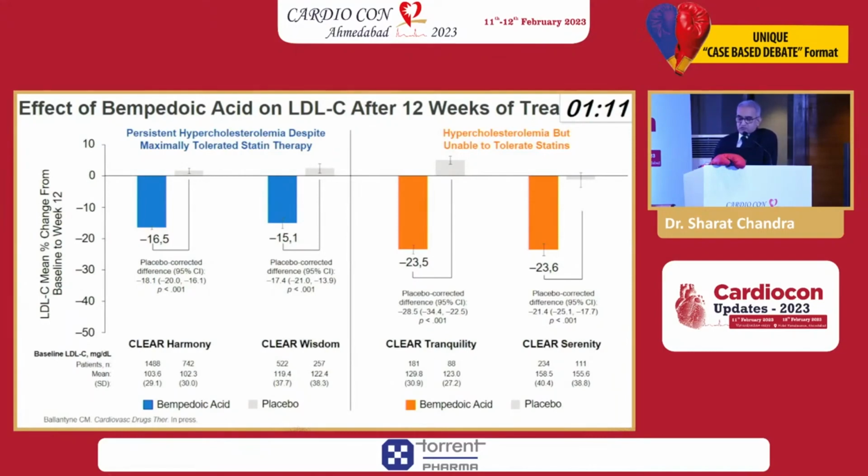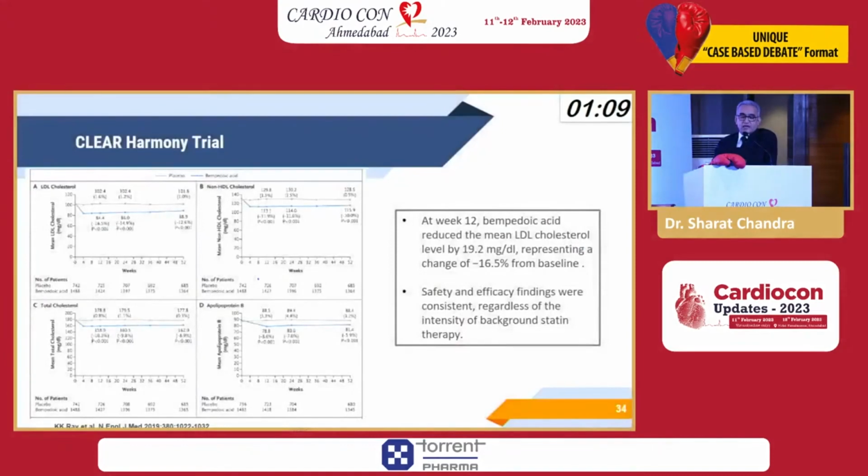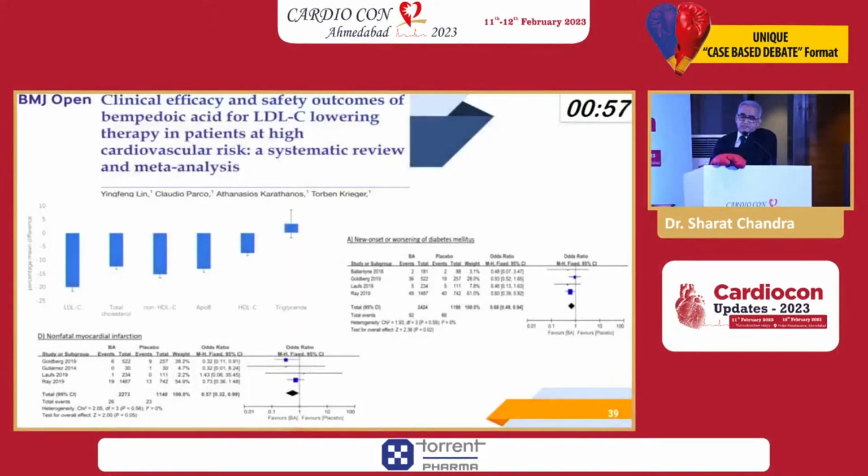CLEAR Harmony is a big trial of 2,300 patients, and it shows that the LDL levels will come down by about 4 weeks and remain so over the course of time. It also reduces total cholesterol, non-HDL cholesterol, and ApoB. Triglycerides actually slightly increase. So for a patient like this, there is no special advantage as far as triglycerides are concerned, but the triglycerides in this given patient are probably due to the fact that diabetes is not controlled. Non-fatal myocardial infarction also comes down, as you see in almost all the meta-analyses combining the patients from different trials. It is clearly shown that non-fatal MI comes down with bempedoic acid.